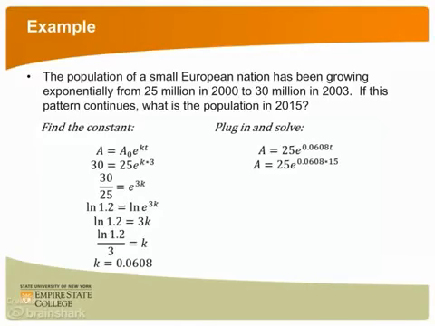Because we want the population in 2015, we know that 15 years have elapsed since the growth began. We plug in 15 for t. Again, using a scientific calculator, we find that the model predicts that the population of the small European nation will reach 62.23 million in the year 2015.